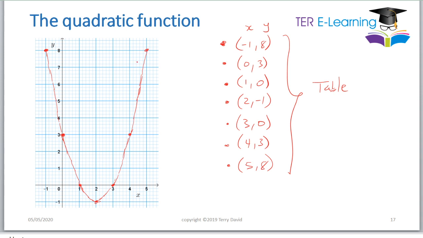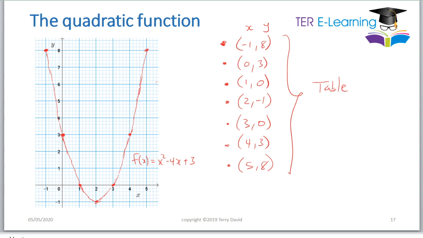So this represents the function. This graph is the function f of x is equal to x squared minus 4x plus 3. So this is how we graph the function, right? We complete the table, and when we complete the table, we have a series of points, and this is how we plot the quadratic function. All right?